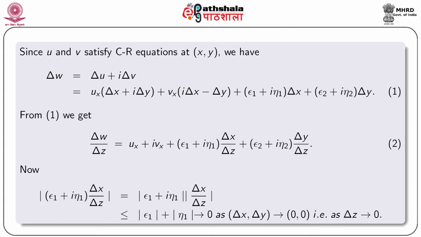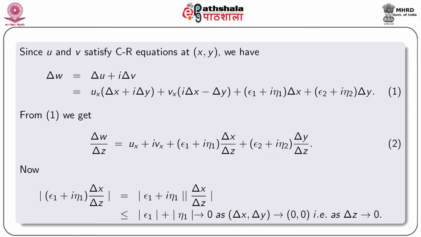So, from this equation, since del z equal to del x plus i del y, we obtain by dividing both sides by del z that del w by del z is equal to u_x plus i v_x plus (epsilon 1 plus i eta 1) into del x by del z plus (epsilon 2 plus i eta 2) into del y by del z. This is number 2.